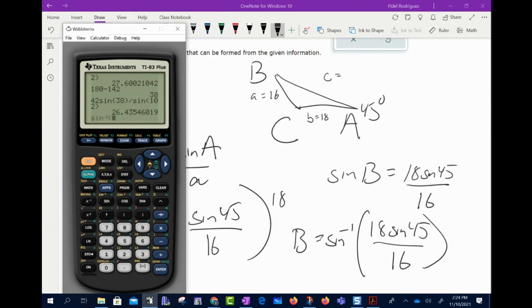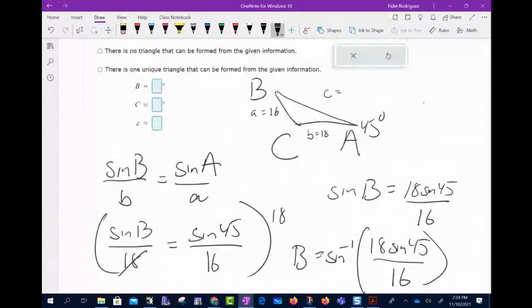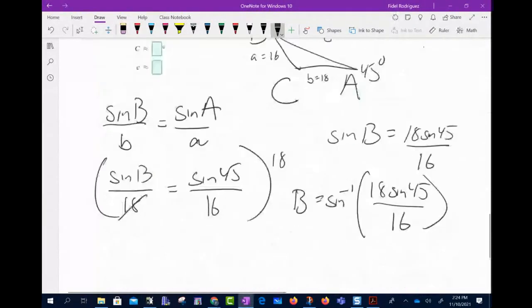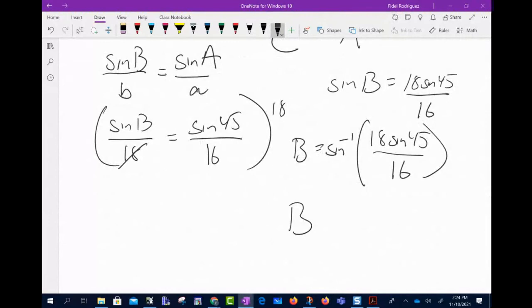So look, we're going to go second sine inverse 18 times the sine of 45 degrees, close off those parentheses, divided by 16, and then close off the parentheses for my sine inverse, and I'm going to hit equals. And I'm coming up with b equals, what, 52.7? And are they asking me to do any rounding here at all? 1 decimal place, okay. So we're coming up with b equals 52.7 degrees, okay?